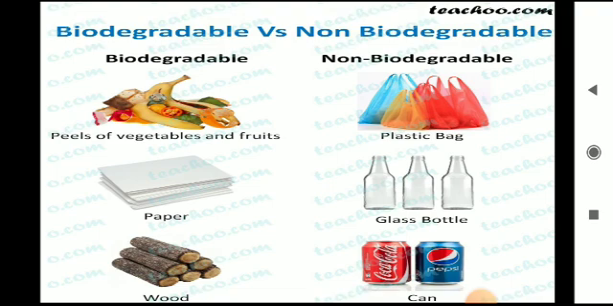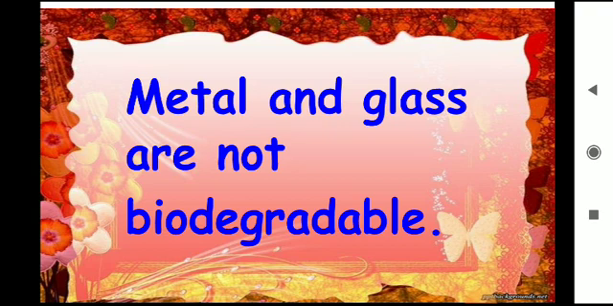Clear? So what are the examples of biodegradable waste? Peels of fruits and vegetables, or pieces of fruits and vegetables, paper, wood. These all are examples of biodegradable waste. But what are the non-biodegradable wastes? They can be metal pipes, plastic bags, plastic bottles, metal cans. These all are non-biodegradable waste. Okay? And these wastes cannot be decomposed by natural organisms. Clear? Okay.